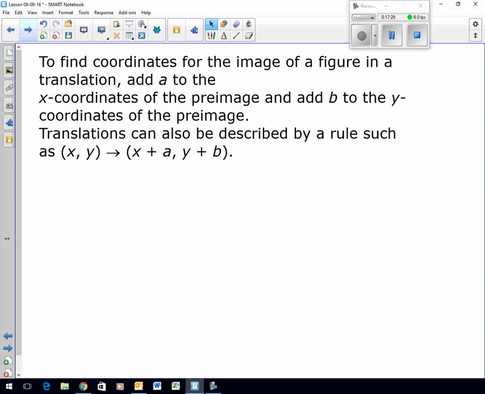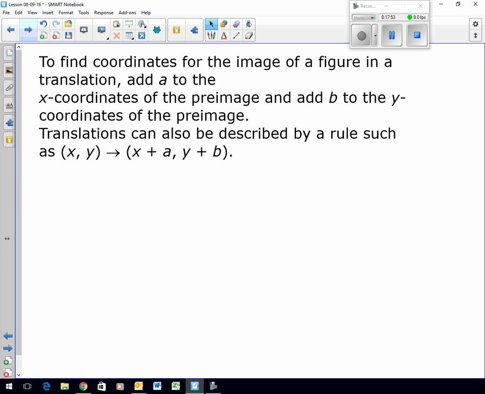You don't have to write this part down. This is how we will work out a translation. Define the coordinates for the image of the figure translation. Add a to the x coordinates for the pre-image, and add b to the y coordinates for the pre-image. Simple, right? A translation can be described by rules such as (x, y) arrow (x + a, y + b).